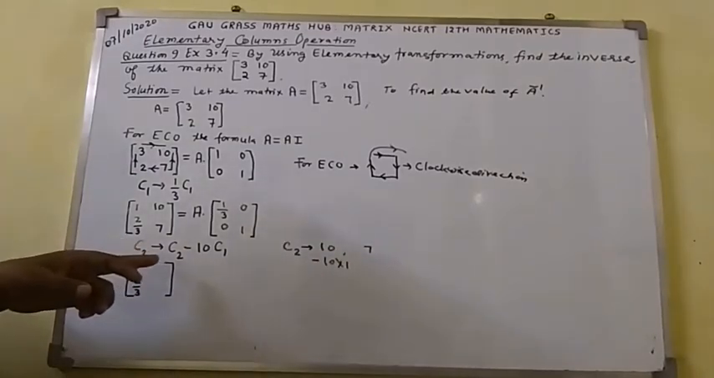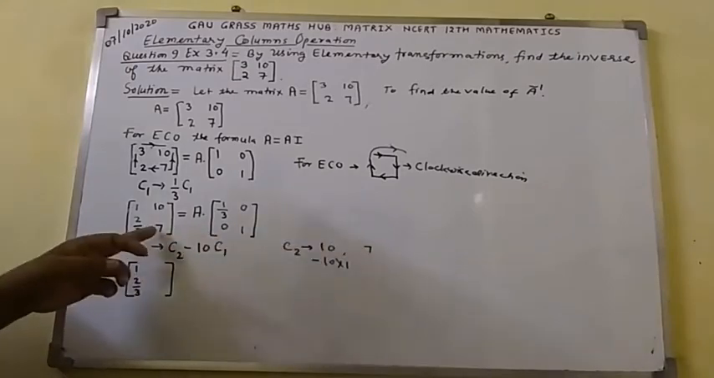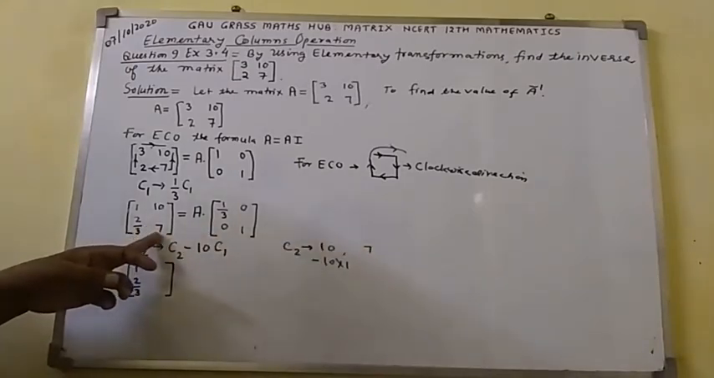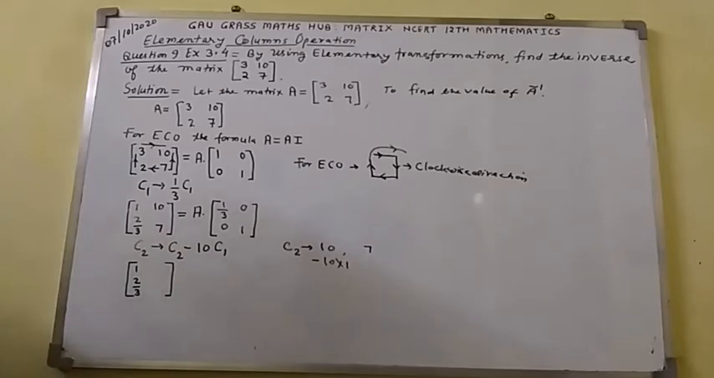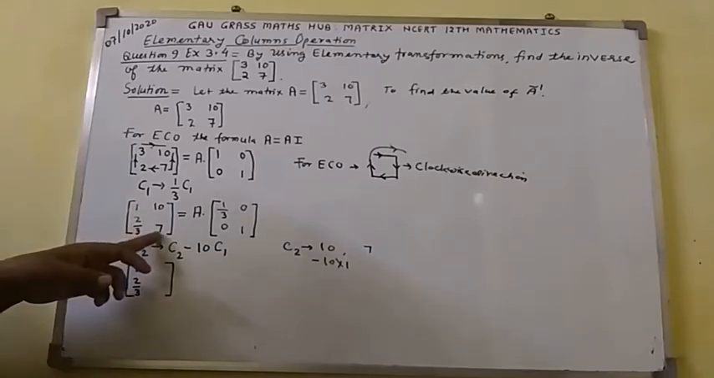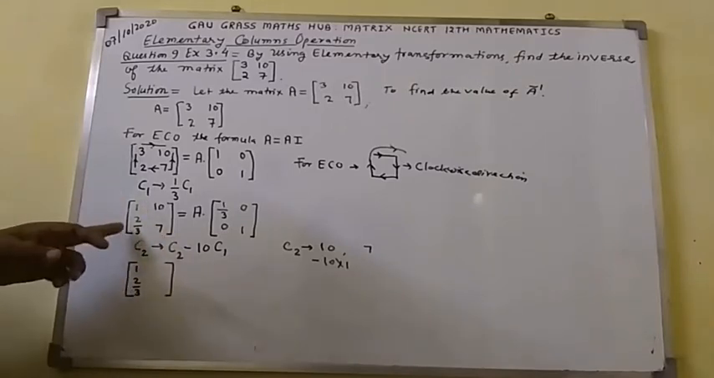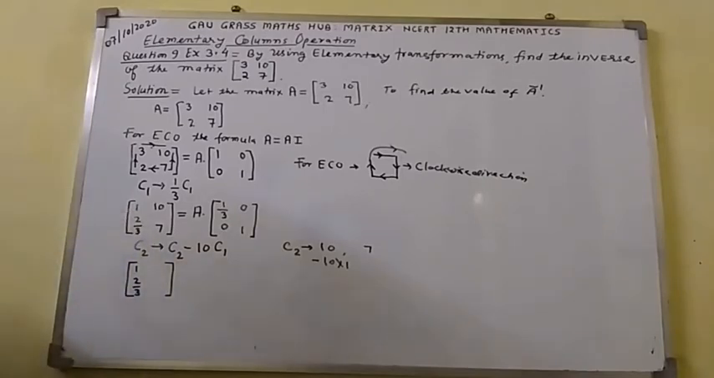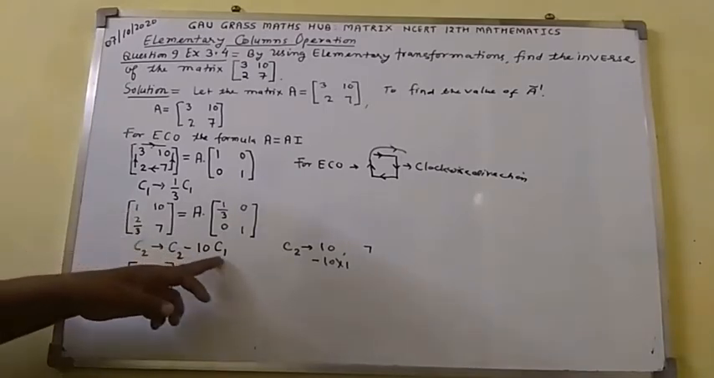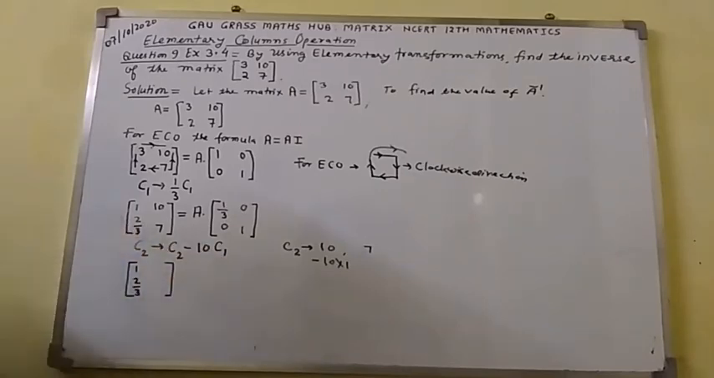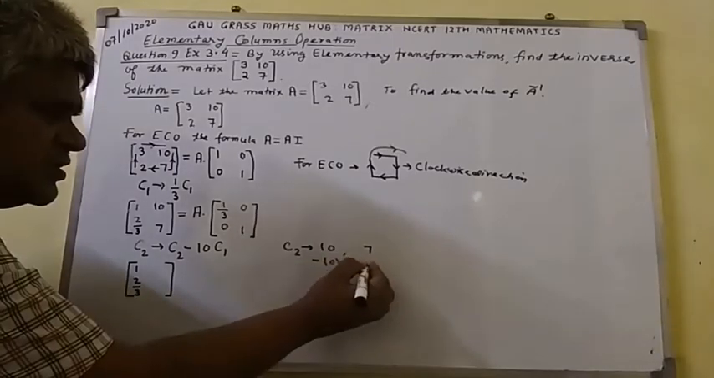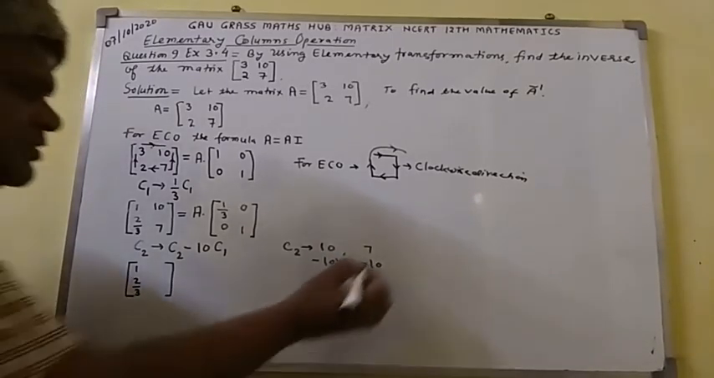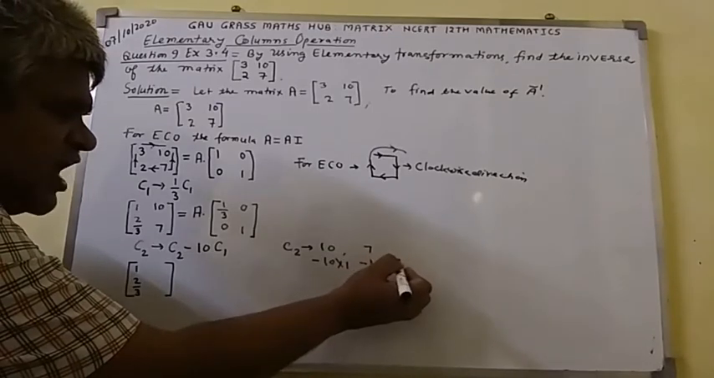And for the 7, this is the second element of the second column. The respective element of 7 in column C1 is 2 over 3. The value of C1 will become 2 over 3. So here I shall write minus 10 into 2 over 3.